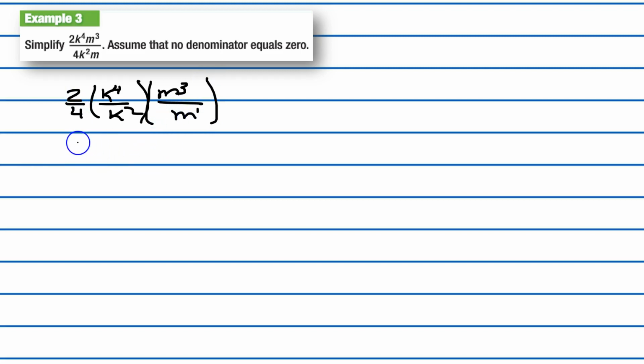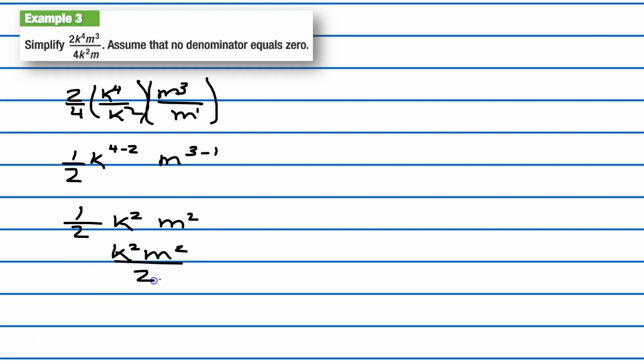Well, 2/4, that's 1/2. And then we have k to the 4th divided by k squared. Well, there's a division sign there, so 4 minus 2. Same thing here. And let's keep on simplifying this. So we have 1/2 k squared m squared. And there we go. Well, if you want to make it look a little better, you can say k squared m squared divided by 2. There we go.